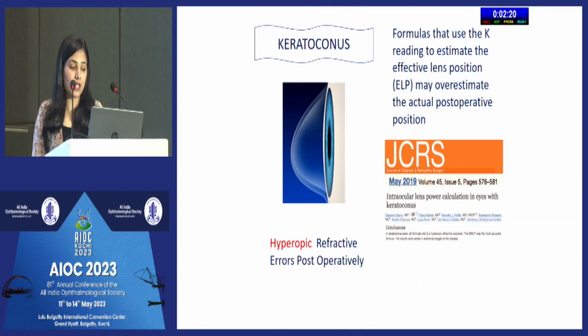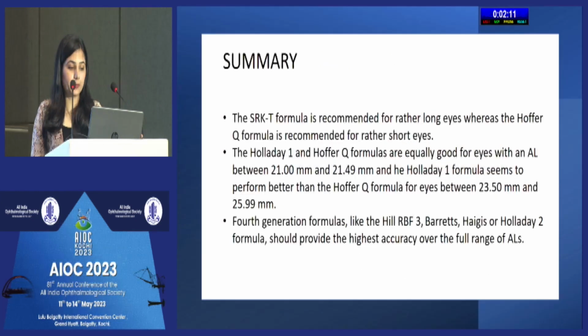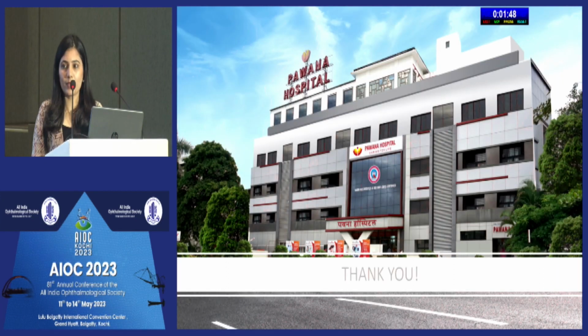For keratoconus, as we know, it gives hyperopic refractive surprises post-operatively. Here, Haigis, Hoffer Q, and SRK II formulas work well. So to summarize, the SRK/T formula is recommended for long eyes, whereas Hoffer Q is recommended for short eyes. The fourth generation formulas, such as Hill RBF 3, Barrett's, Haigis, and Holladay 2 should provide the highest accuracy in the full range of axial length. We would prefer Barrett's Universal 2 and Hill RBF 3 for most of the eyes.